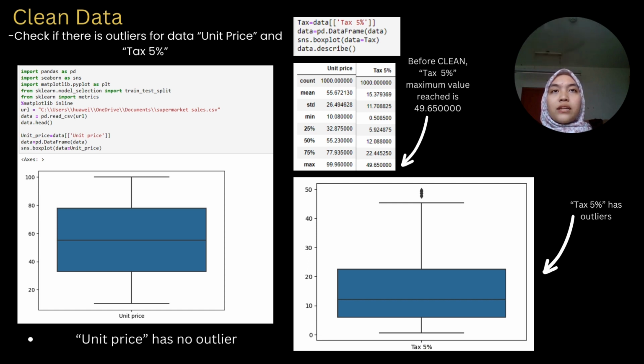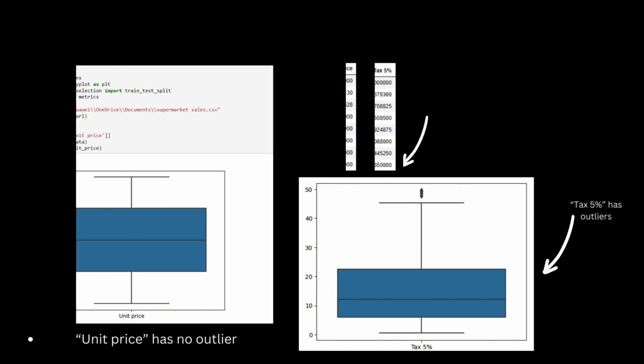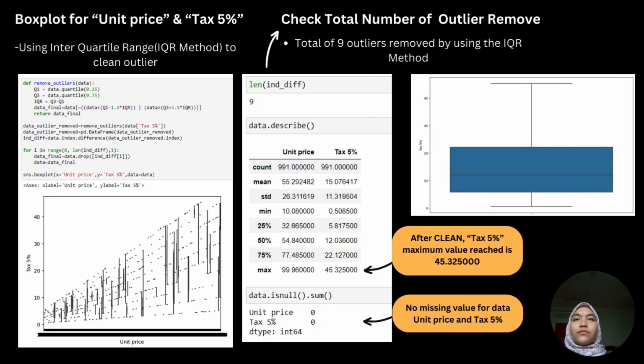Before we clean the tax 5% data, its maximum value reached is 49.650000. In order for us to clean the outliers, we use the interquartile range, IQR, method. Then we can check the total number of outliers removed. As you can see, a total of 9 outliers were removed by using the IQR method. After we remove all of the outliers, we can see that tax 5% has a maximum value of 45.325000, which is clearly different from the maximum value reached just now.